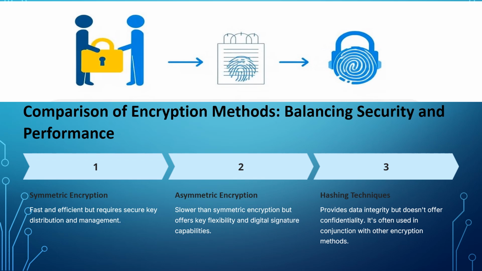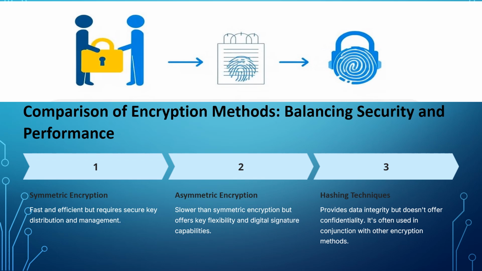On the other hand, asymmetric encryption is slower than symmetric encryption but offers key flexibility and digital signature capabilities. As you know, we have two keys, a private key and a public key. The receiver has a private key and the sender has a public key, which is more secure than symmetric encryption. On the other hand, hashing techniques provide data integrity but do not offer confidentiality.